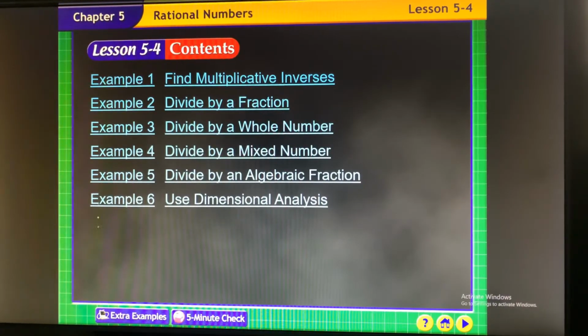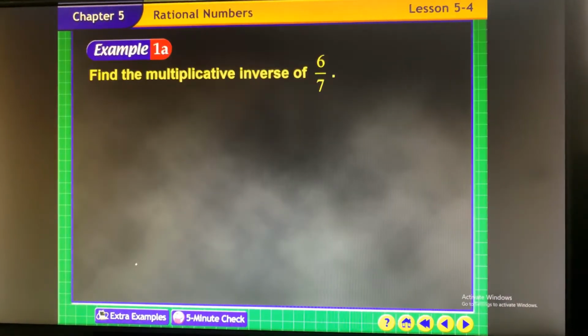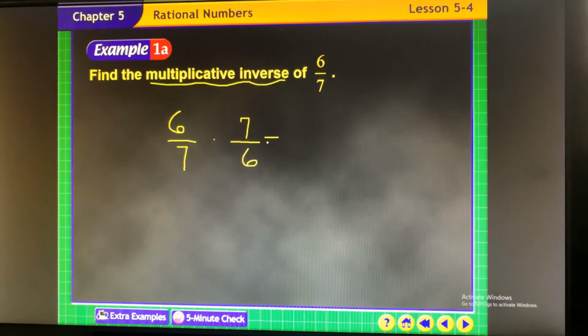All right, dividing fractions. First, being familiar with the term multiplicative inverse really just means, I'm sure you've heard it in elementary school, reciprocal. The multiplicative inverse is just taking the reciprocal of the number, multiplying to see that it equals 1.